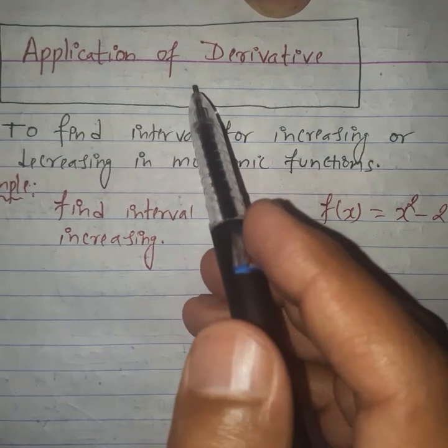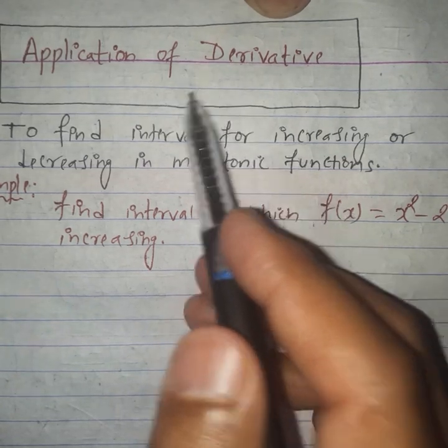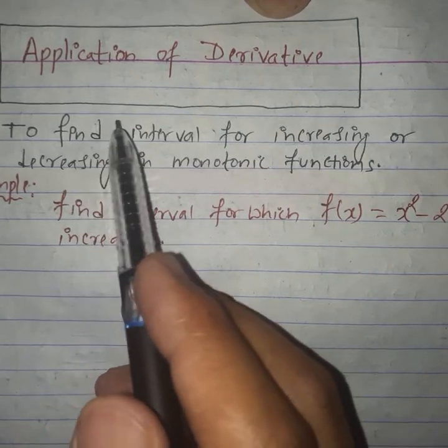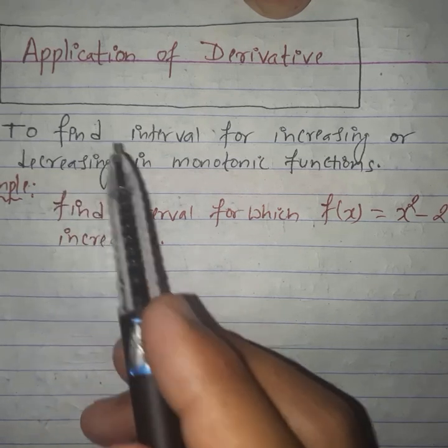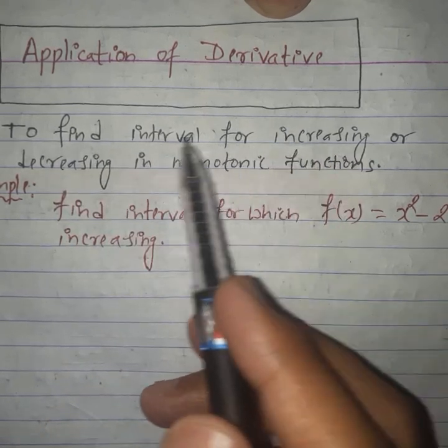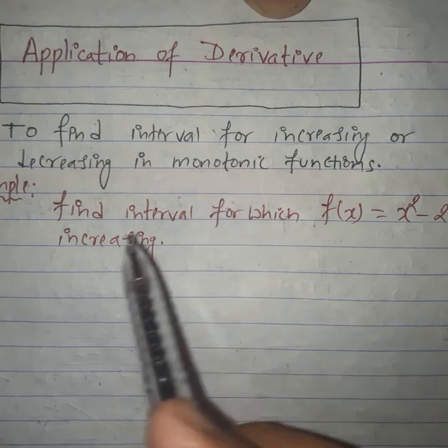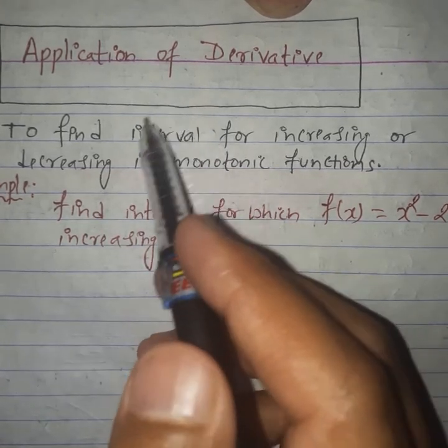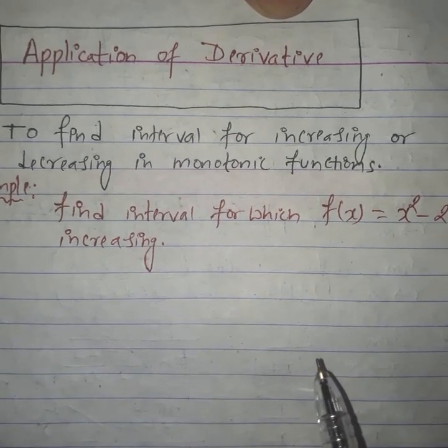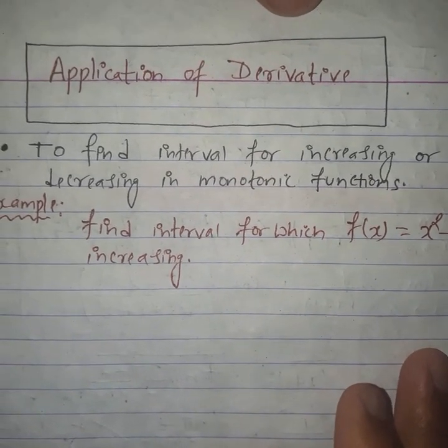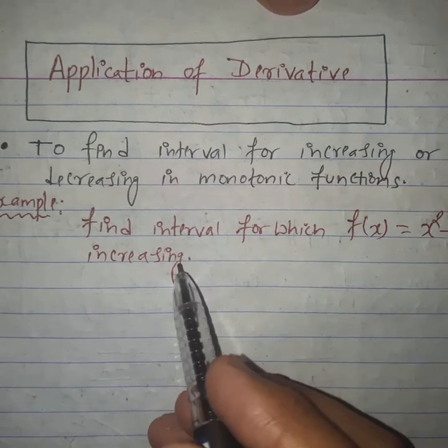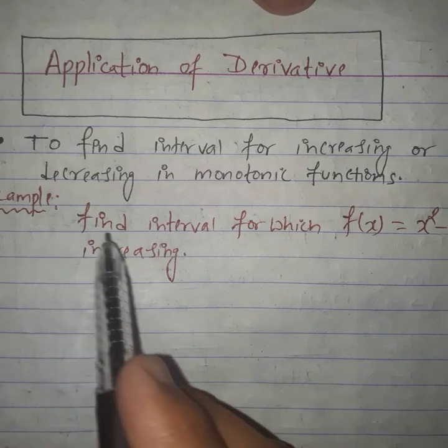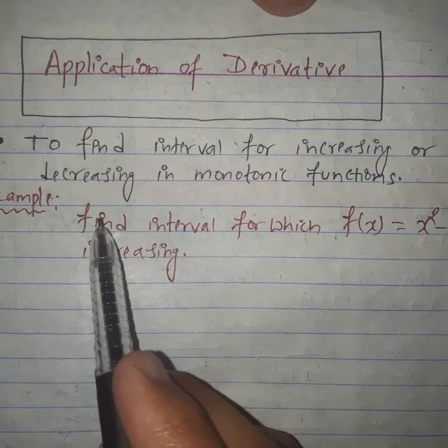Here this is our today's topic, application of derivative. Today's topic objective is to find the interval for the increasing or decreasing in monotonic functions. Here I have taken one example to illustrate this topic. Let's discuss today's topic, the application of derivative. Let's move ahead through an example. I have taken one example.